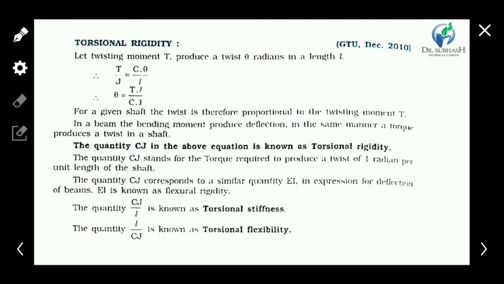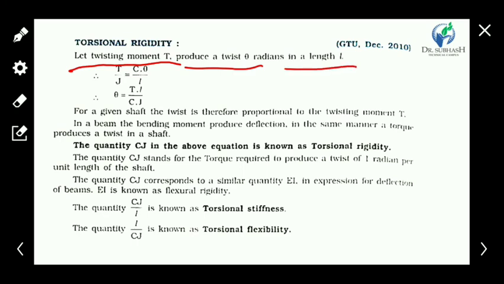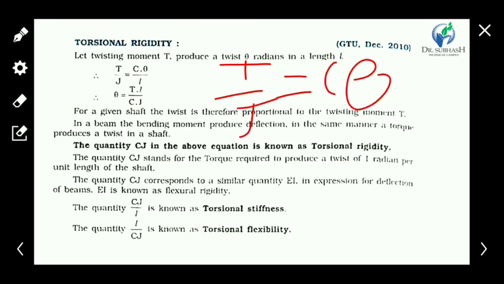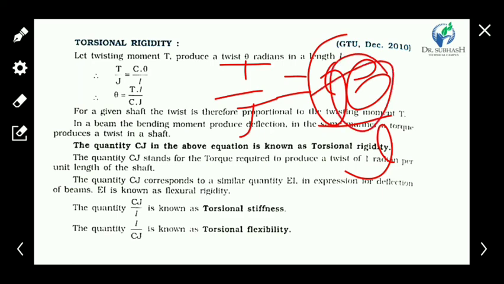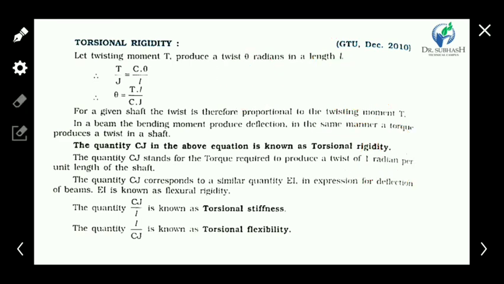Now the second topic is torsional rigidity. Let twisting moment T produce a twist theta radians in the length L of the shaft. Then according to torsional theory, T upon J is equal to C theta upon L. C is the rigidity of the shaft, theta is the angle of twist, L is the length of the shaft, T is the torque or twisting moment, and J is the polar moment of inertia of the shaft.